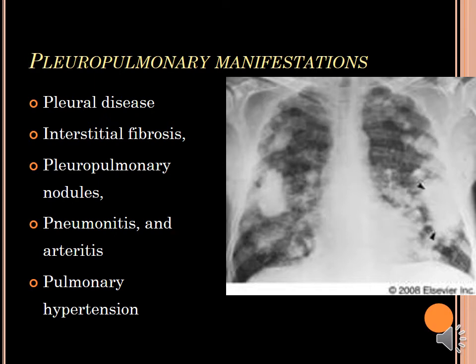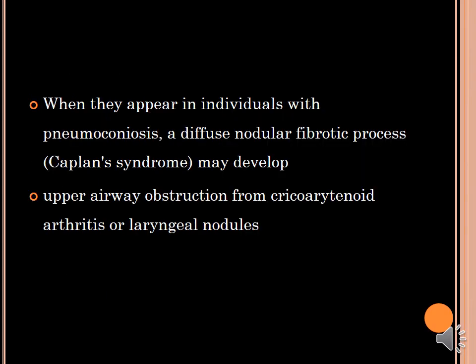Pleuropulmonary manifestations. In lungs, pleura can be affected, with also interstitial fibrosis of lungs. Pulmonary nodules can also be found. Pneumonitis and arteritis and pulmonary hypertension is also a finding in rheumatoid arthritis in late stages. When they appear in individuals with pneumoconiosis, a diffuse nodular fibrotic process called Caplan syndrome may develop. So if a patient of pneumoconiosis develops rheumatoid arthritis, then this syndrome is called Caplan syndrome.